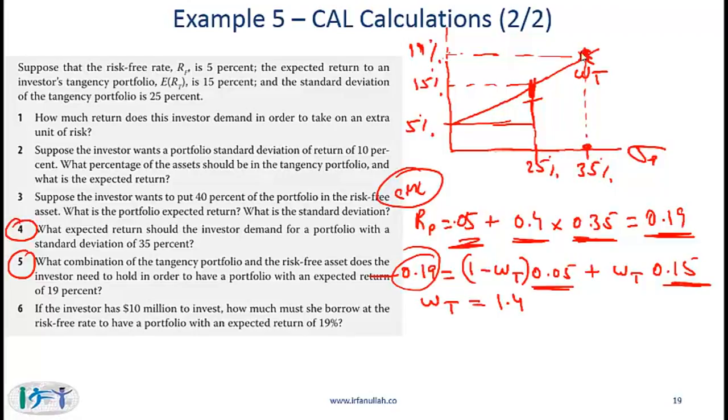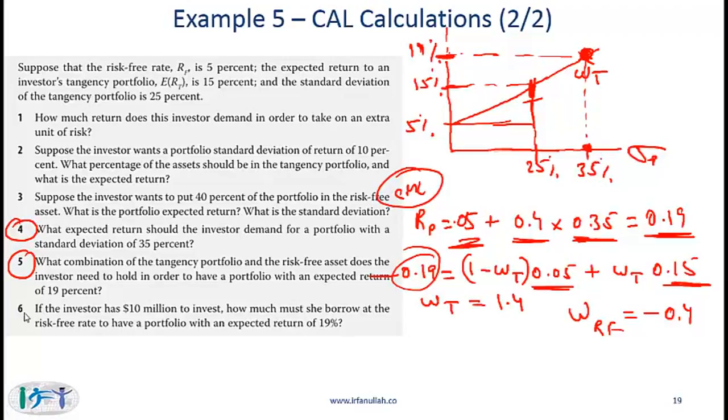So at this point, you have a weightage in the tangency portfolio of 1.4. But the sum of the weights has to be 1. Therefore, the weight in the risk-free asset must be equal to minus 0.4. The interpretation of the minus is that instead of investing, you are borrowing at the risk-free rate. So you borrow at the risk-free rate, invest in the tangency portfolio, and that gives you a return of 19%, but at the higher risk of 35%.